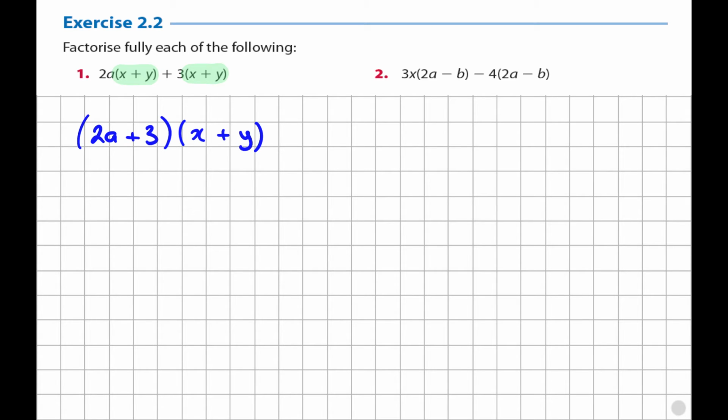We'll now look at question 2. So you can see there again, we've got 2a minus b and 2a minus b. So if I was to work backwards there, I can say that 3x minus 4 multiplied by 2a minus b. Now, if I was to work backwards here, I'd say the first, which is 3x, times everything in the second, minus 4 times everything in the second. So you can see how they link in, right? So none of this should be new at the minute.